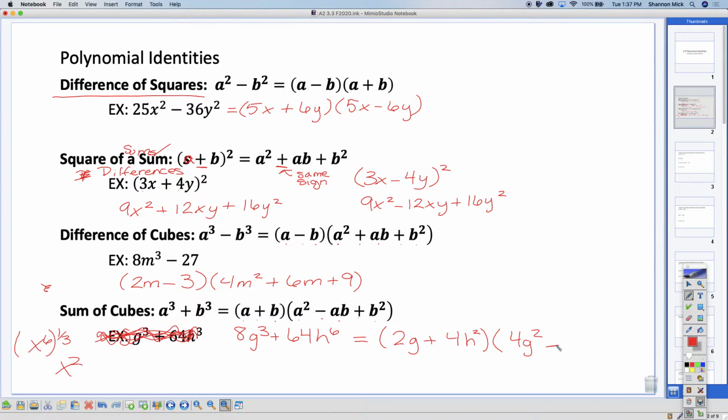8 times 8G, 8GH squared. Plus 16H to the 4th.